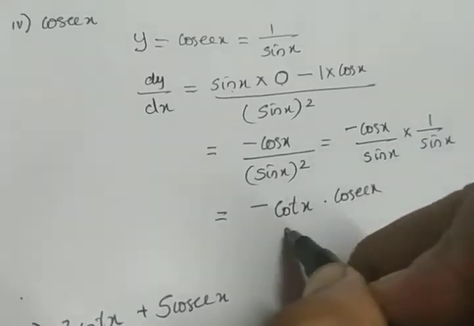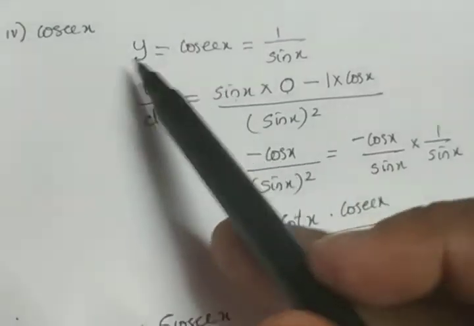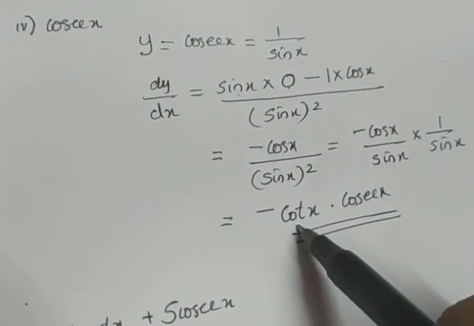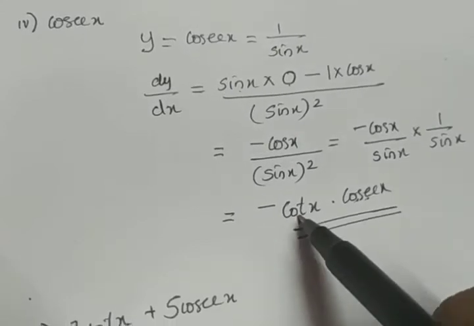That's equal to minus cos x by sin x is cot x into 1 by sin x is cosec x. So what's the derivative of cosec x? Derivative of cosec x is minus cosec x into cot x.